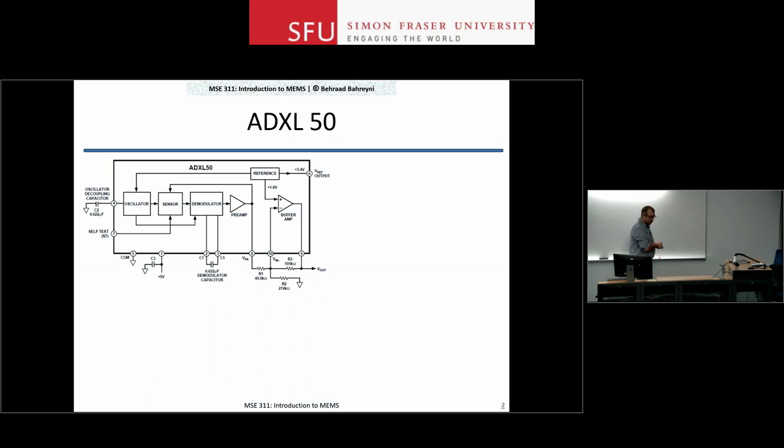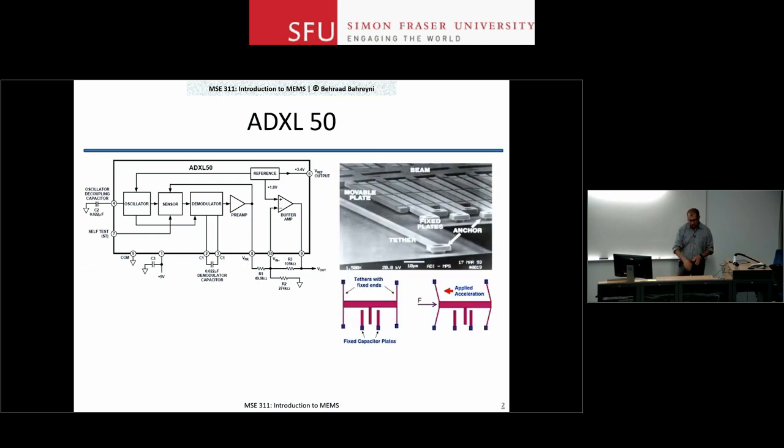This is the internal diagram of the ADXL50. It's an old accelerometer. It's one of the first that really put MEMS on the map in terms of commercialization. It's an accelerometer from the 90s made by Analog Devices. And if you open up the chip, the diagram looks like that. You will see a silicon proof mass, surface micromachined.